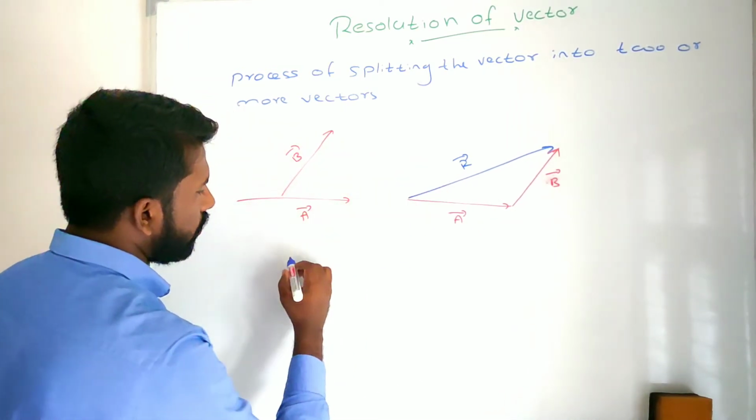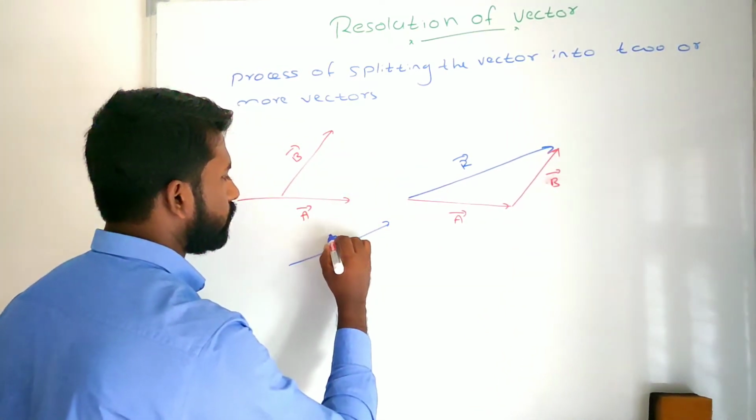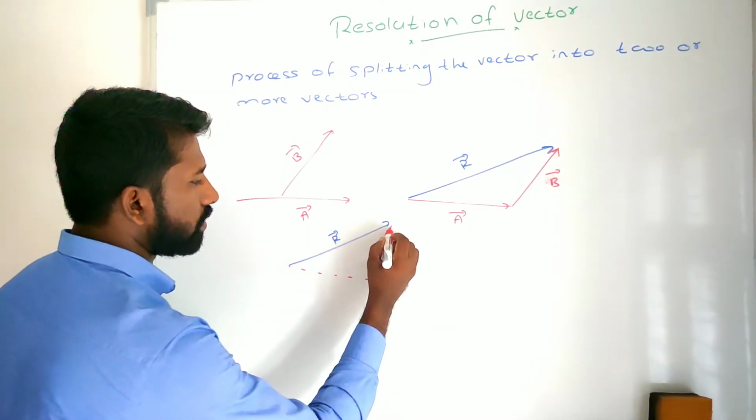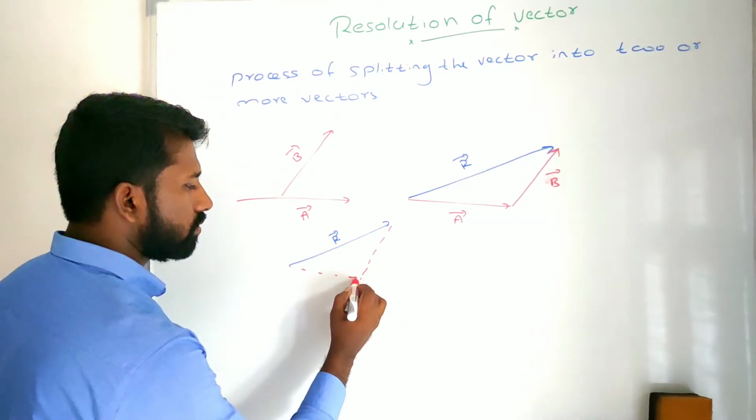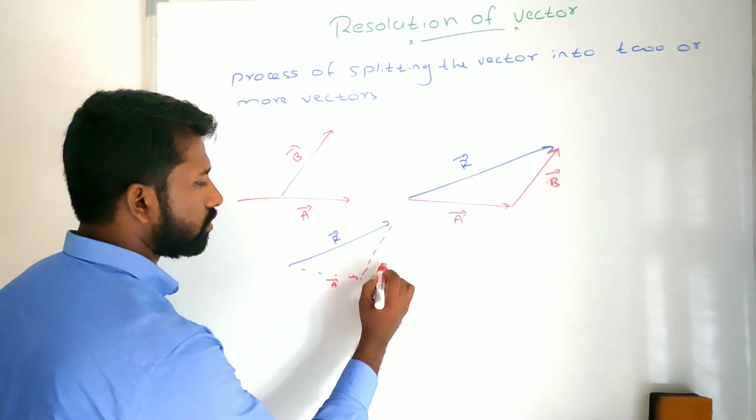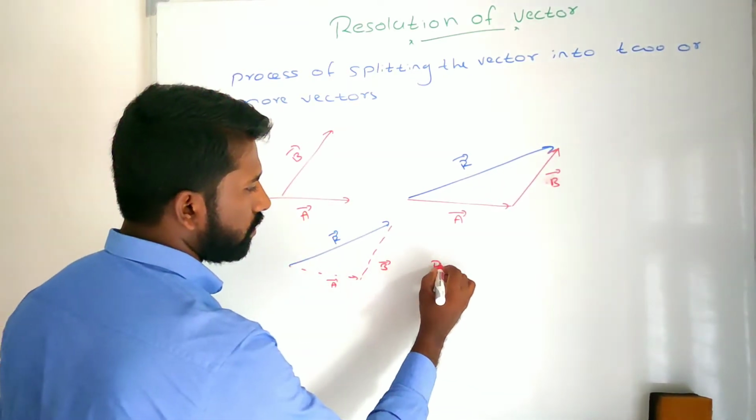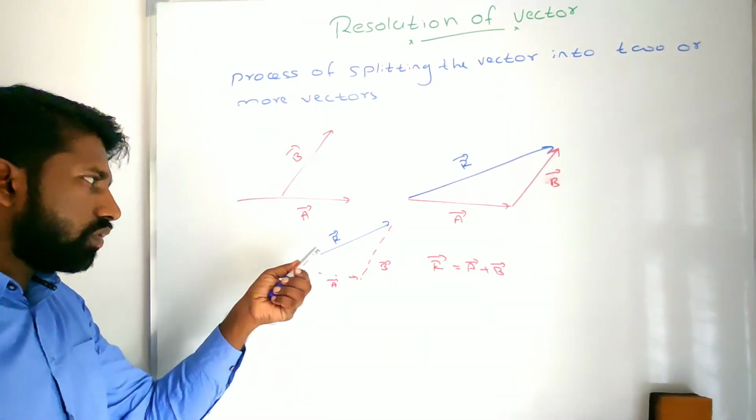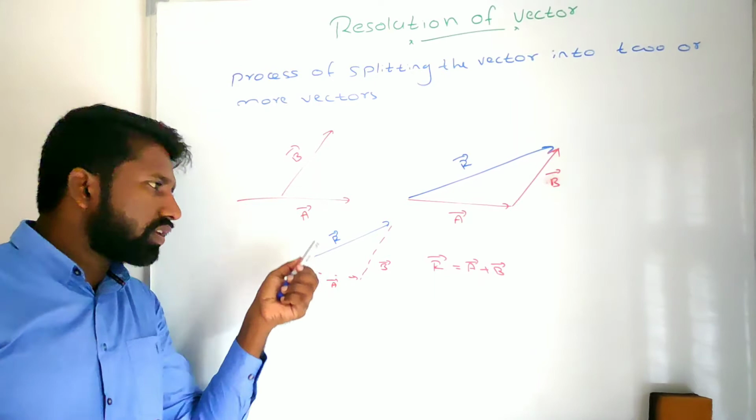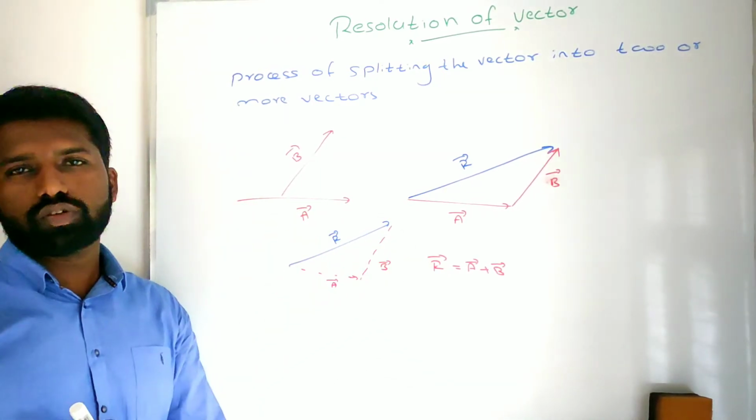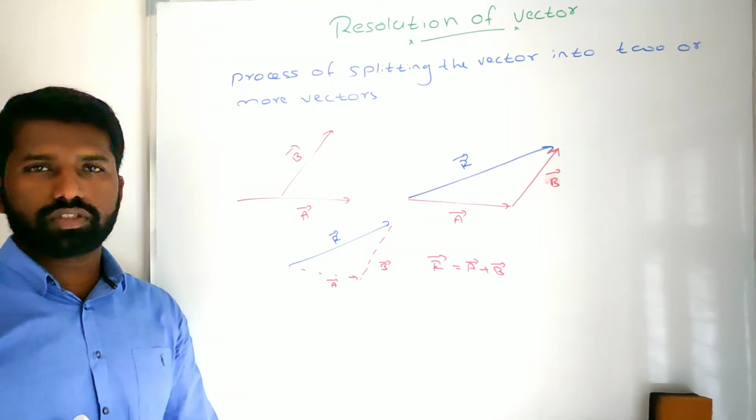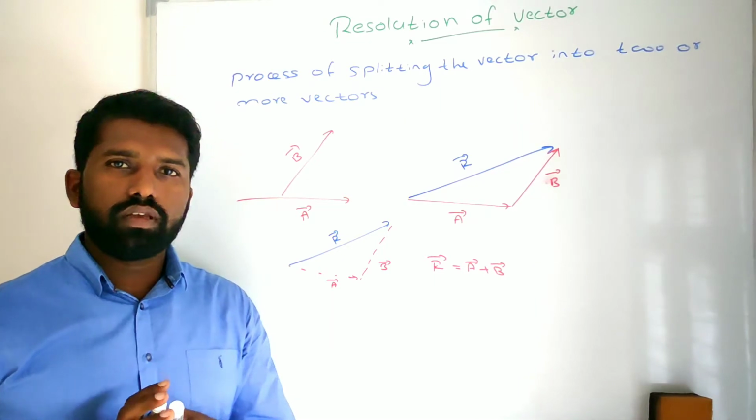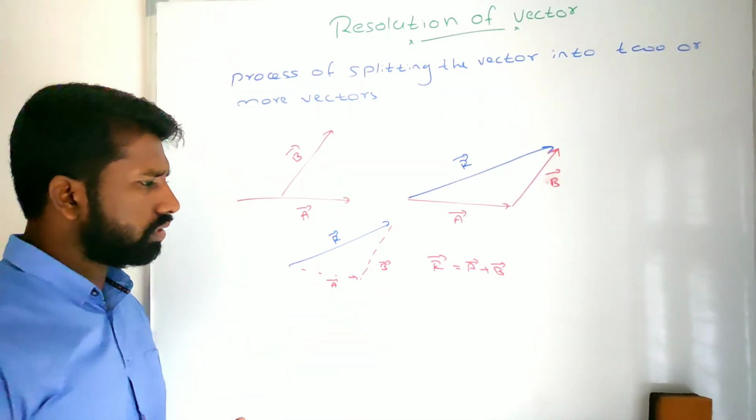So if I have the R vector alone, I can split this R vector into one as A vector and another as B vector. This is A vector and this is B vector. So now you can write that R vector is equal to A plus B. This R vector is split into A vector and B vector. These split vectors are called components of the R vector. I will show you an example that will make it very clear.